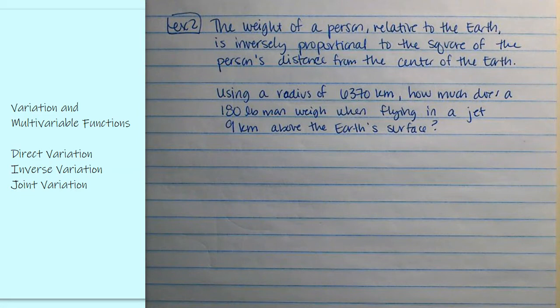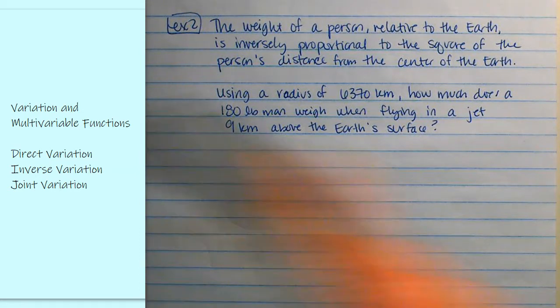Okay, here's our first example. Looks like a whole lot of words, but we're going to make this pretty simple, okay? You can pause it and write everything down, or you can just write the important bits. The weight of a person relative to the earth is inversely proportional to the square of the person's distance from the center of the earth. So we're going to rewrite that in math in just a sec. Then the question is, using a radius of 6,370 kilometers, how much does a 180-pound man weigh when he's flying in a jet 9 kilometers above the Earth's surface?